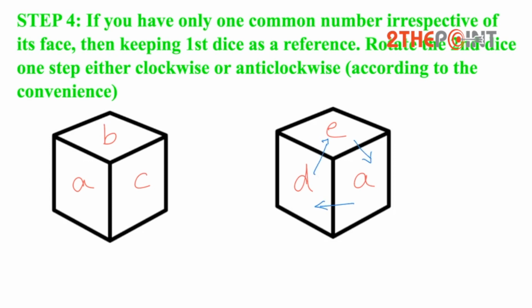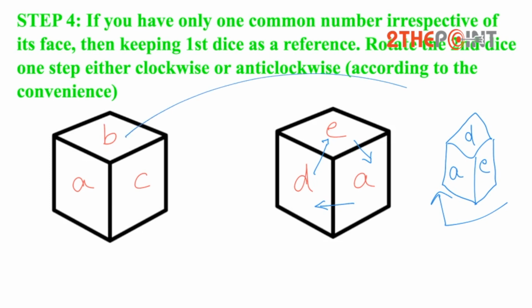Therefore this dice will now be as A, D and E shifted one step backward. Now clearly you can say that B is opposite to D and C is opposite to E. Using this logic, we can solve a few more problems.